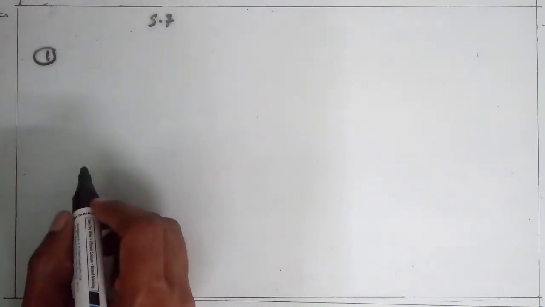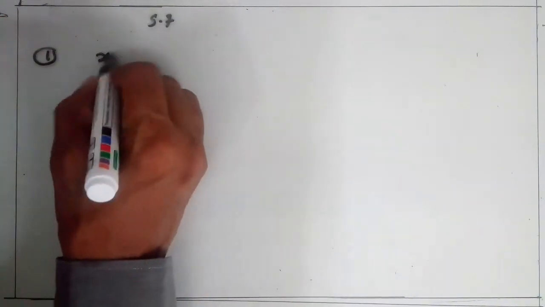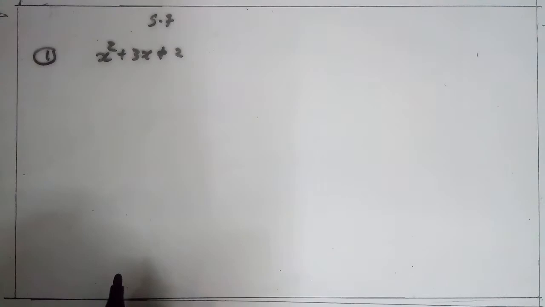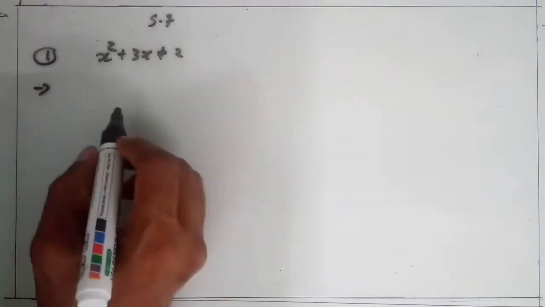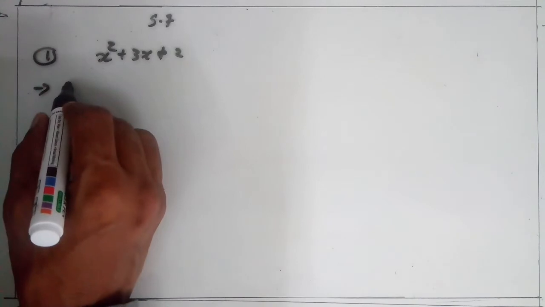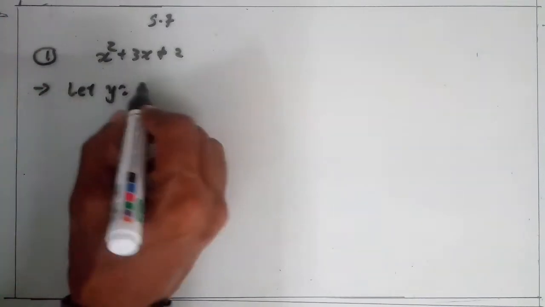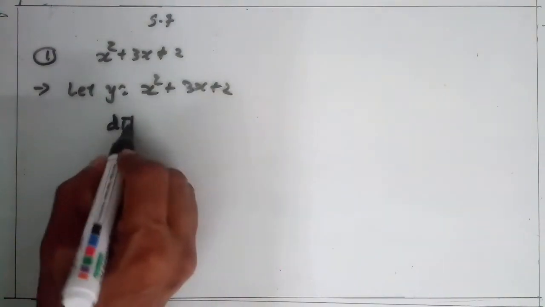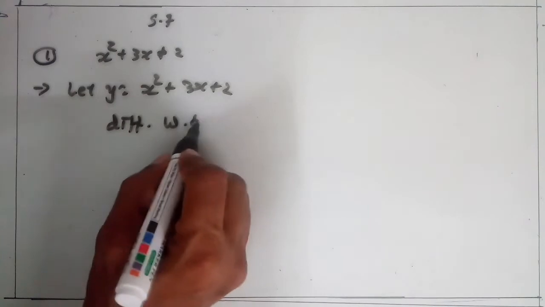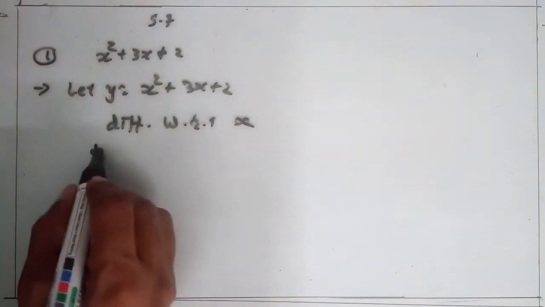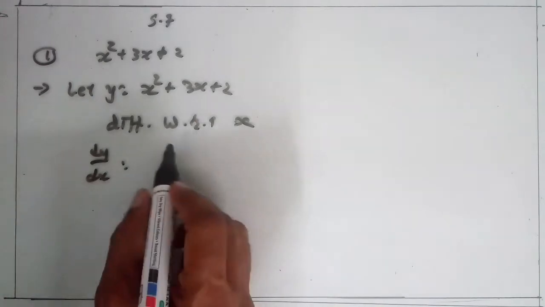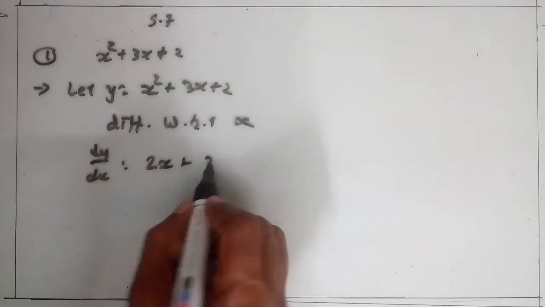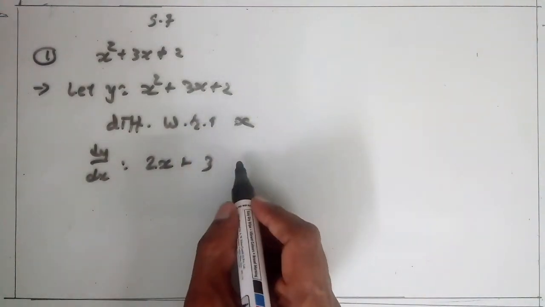Question number 1. Find the second order derivative of x² + 3x + 2. In this type of question, first we suppose the given term is equal to y. So let y = x² + 3x + 2. Now differentiate with respect to x. So we get dy/dx = 2x, derivative of 3x is 3, derivative of a constant term is 0.